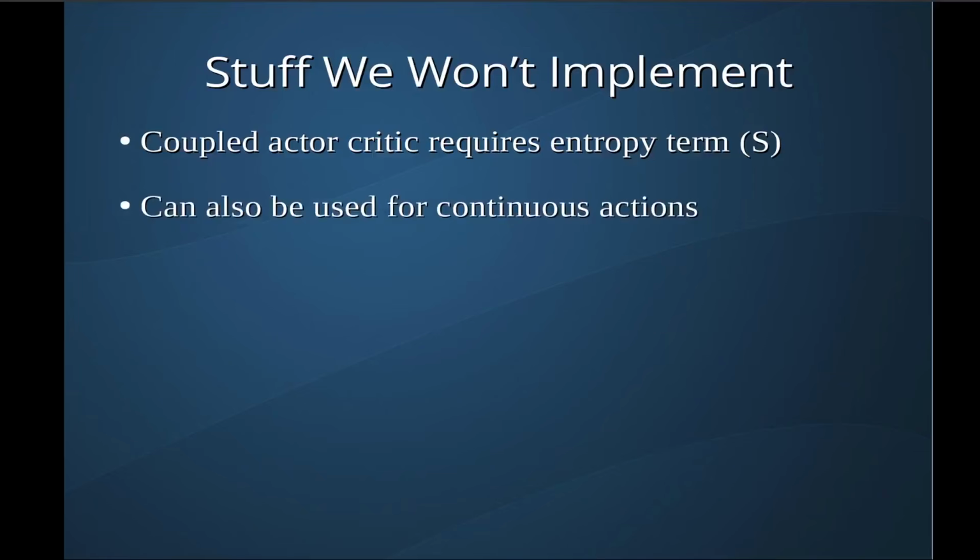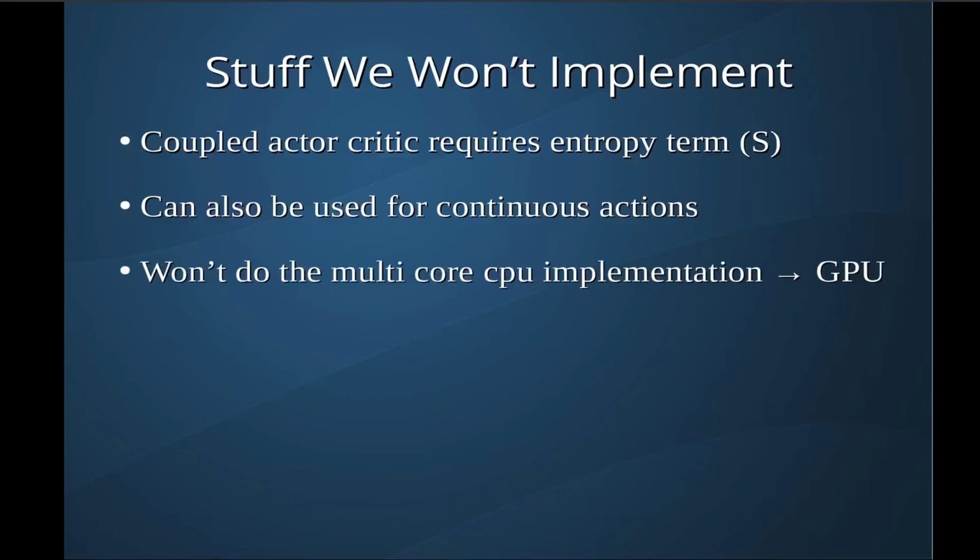We can also use this for continuous actions. There you would use a different output for your actor network. And indeed, that's what the paper really is geared for, continuous action spaces. But we're going to be doing the very simple discrete case. The other thing we won't implement is the multi-core CPU implementation because that introduces even more complexity. We're just going to be using the GPU.